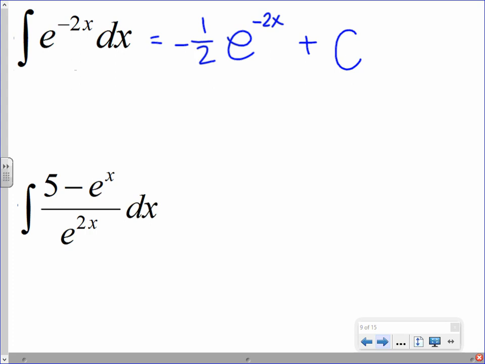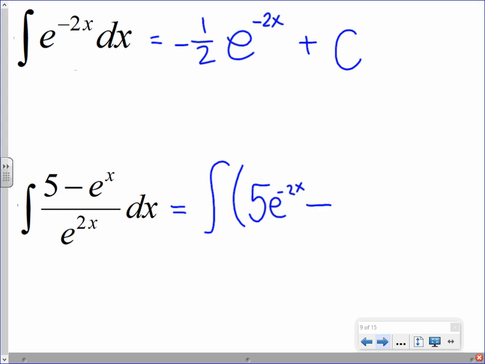Can we take the antiderivative right now? No, we need to rewrite so we have individual terms without any of this division stuff. Well, if we take 5 divided by e to the 2x, very good, 5e to the negative 2x. We don't want e in the denominator. We need to bring it up for sure, so we just write it as a negative exponent.